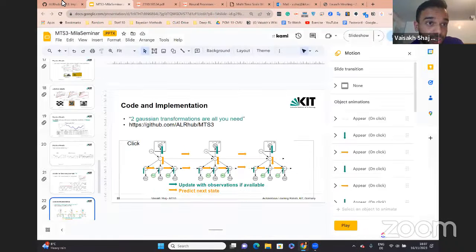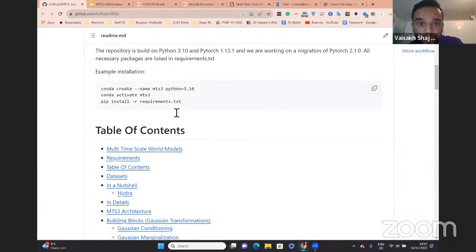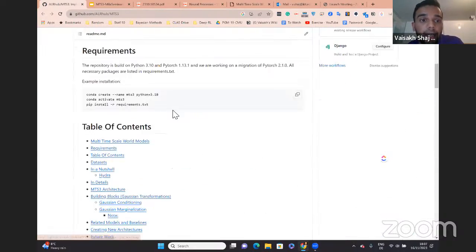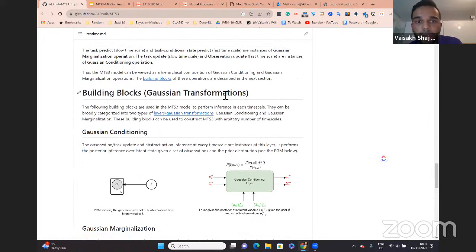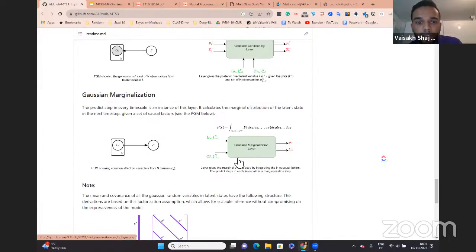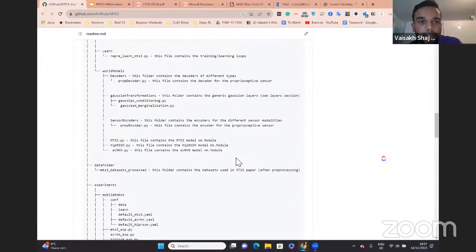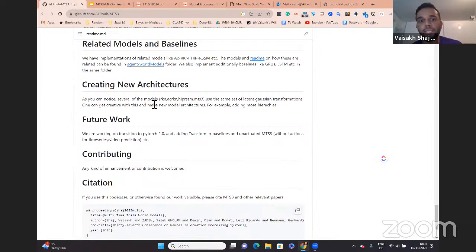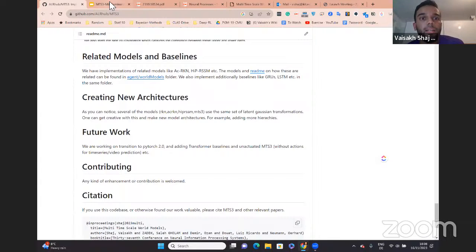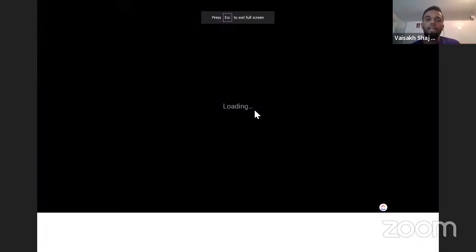So maybe I can just quickly go to the implementation, which would be online in a couple of days. Here we mention the two building blocks: these predict steps and update steps are instances of marginalization and conditioning. So all you need are these building blocks, a Gaussian conditioning layer and a Gaussian marginalization layer. In the implementation, we have these two generic layers, and you can use them, get creative, and create new architectures. It need not be the same one that we mentioned in the paper. You can also add more hierarchies and things like that.